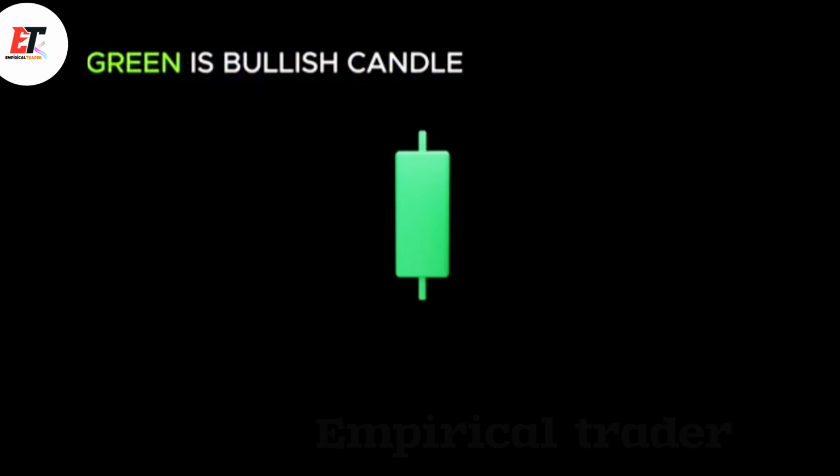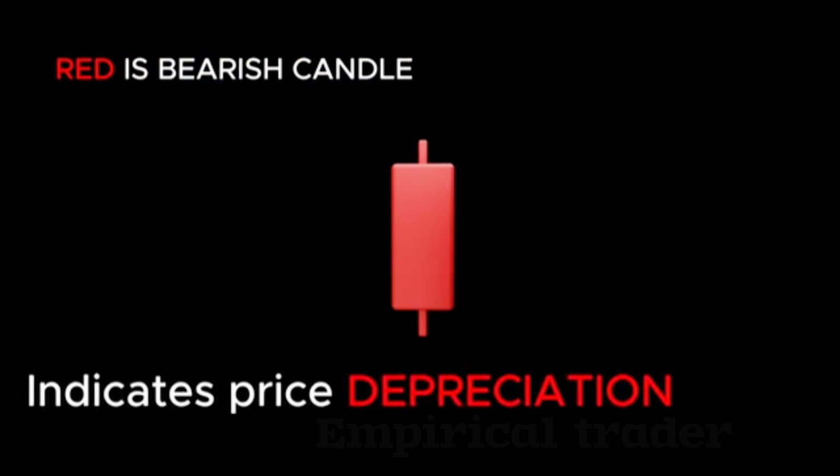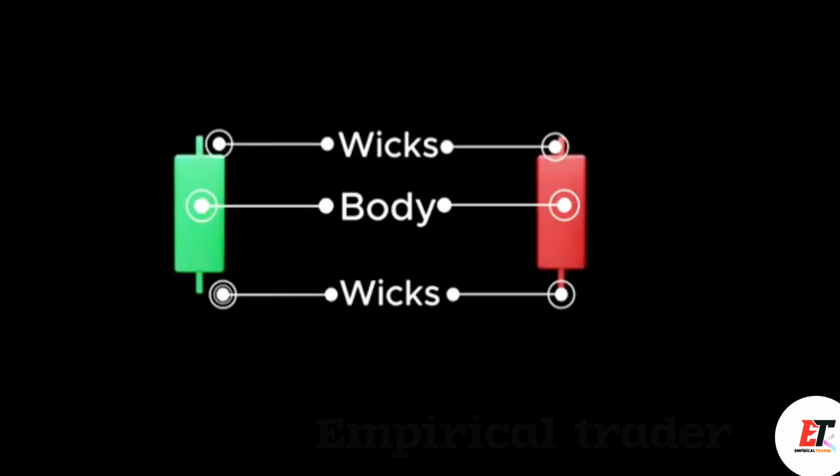Green candlesticks signify bullish trends, indicating that the price has appreciated and moved upwards over the given time period. On the other hand, red candlesticks denote bearish trends, signifying price depreciation and a downward movement. Central to understanding candlestick charts are the candlestick body and the wicks, or shadows.